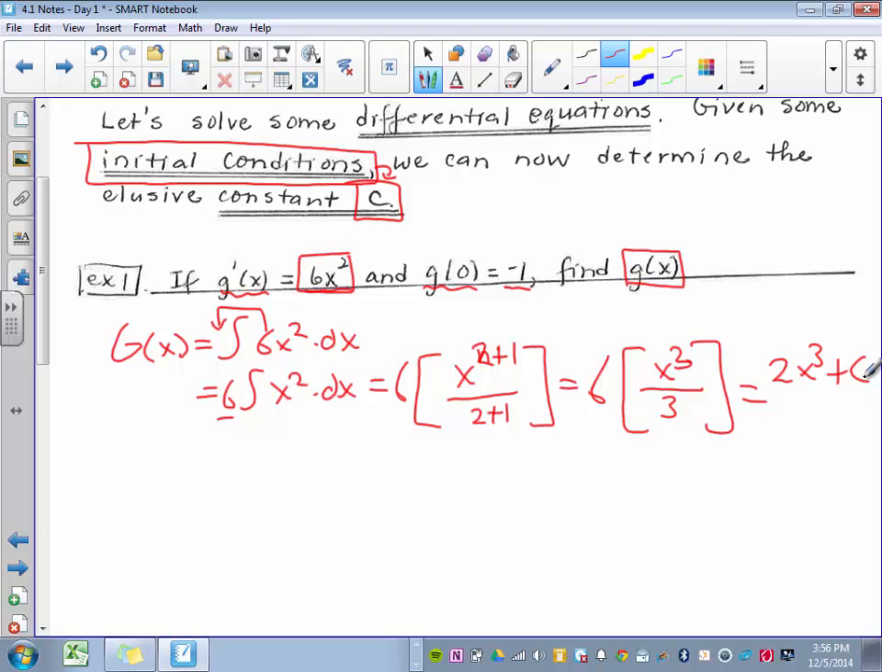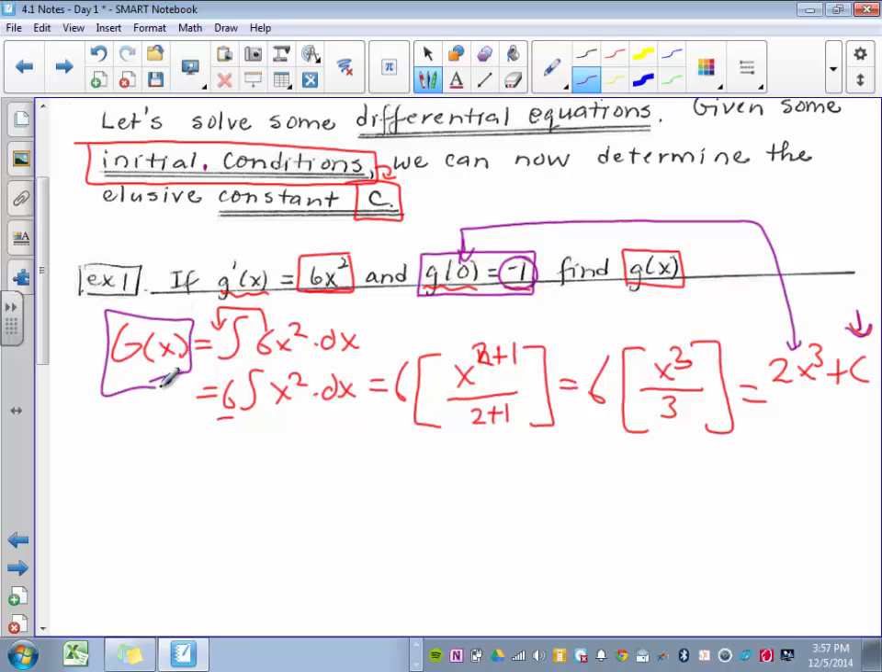So our goal is to try to figure out what this c is right there. Okay? And they gave us some initial conditions right here to determine that. The initial condition was that when x is equal to 0, the height is negative 1. And so we can use that. We're going to take this 0 and plug it in for the x, and we know that this g of x right at the beginning, the height is actually equal to negative 1.